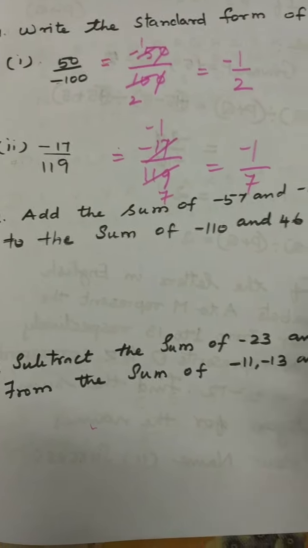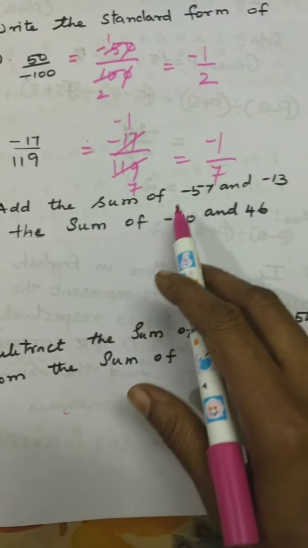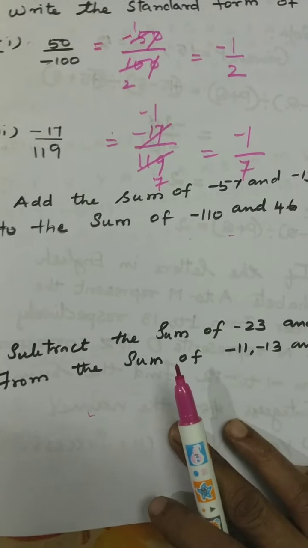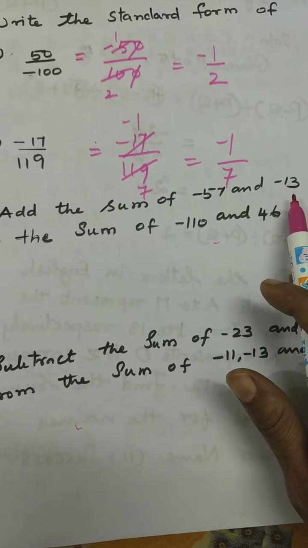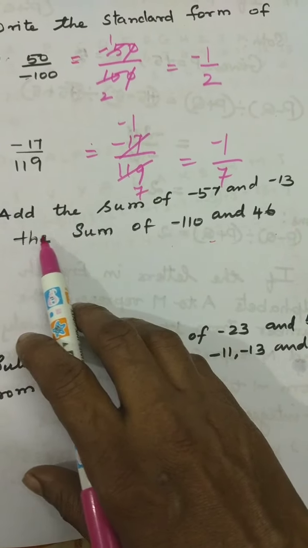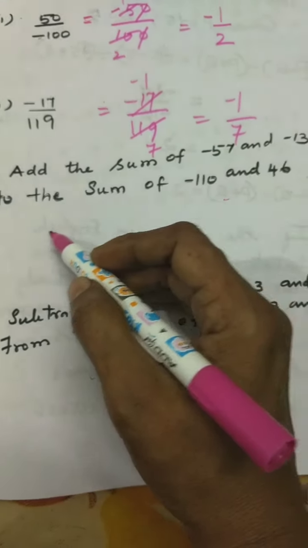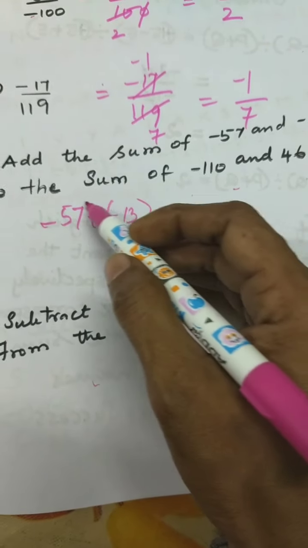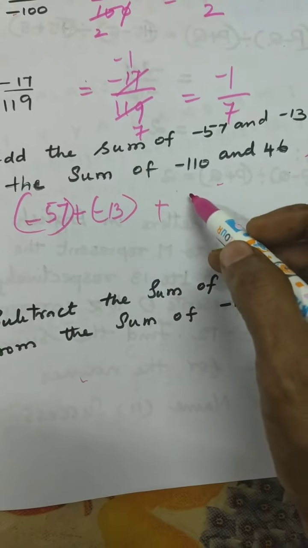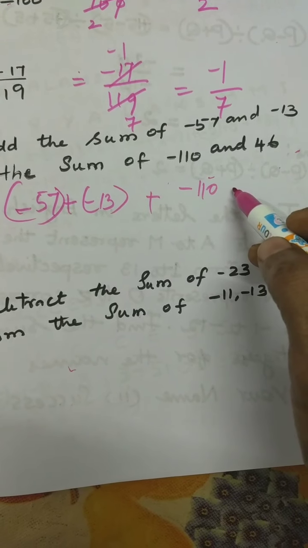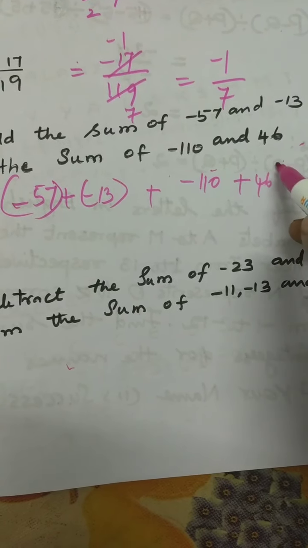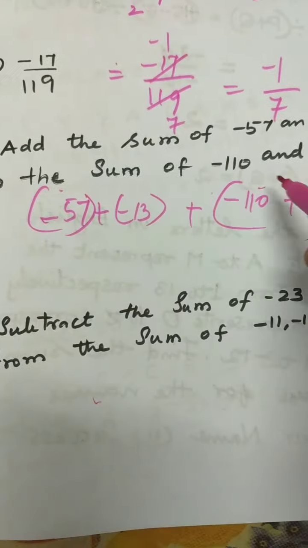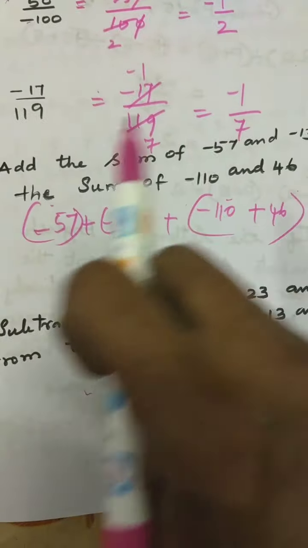Okay. Then second sum. Add the sum of these two to the sum of these two. We have to first add these two. Then you have to add that answer to the sum of these two. So minus 57 plus minus 13. We have to add this to minus 110 plus 46. Now, you take this as step 1, step 2 and in step 3 you have to add all these.